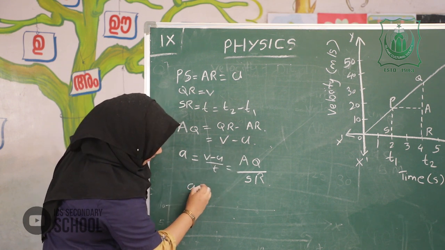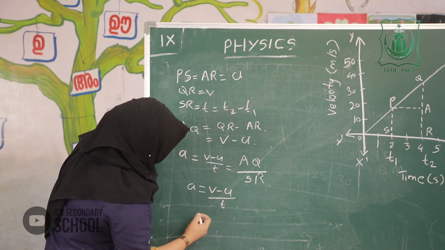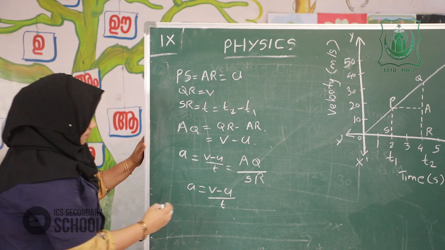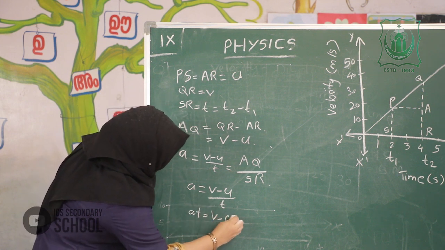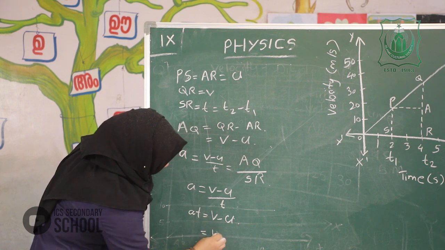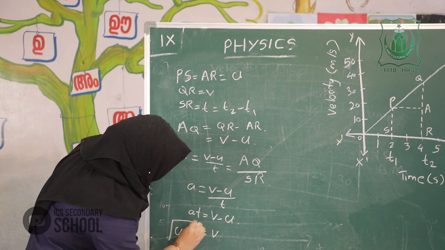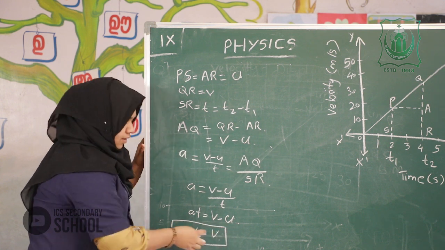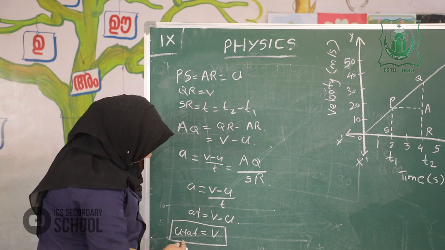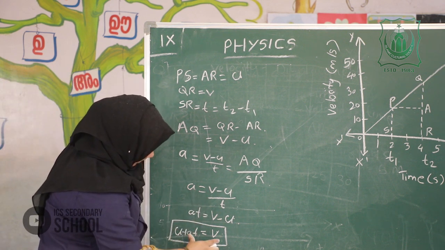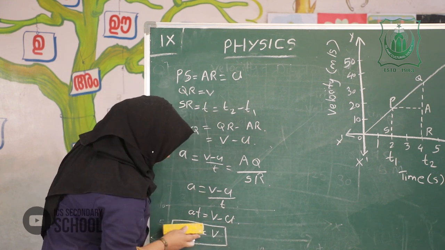So, acceleration is equal to V minus U divided by T. From this, AT is equal to V minus U. Then how to find out V here? V is equal to U plus AT. We already did that in first class. This is the first equation of motion. All of you write this and put this in a table. V is equal to U plus AT. Write like that.